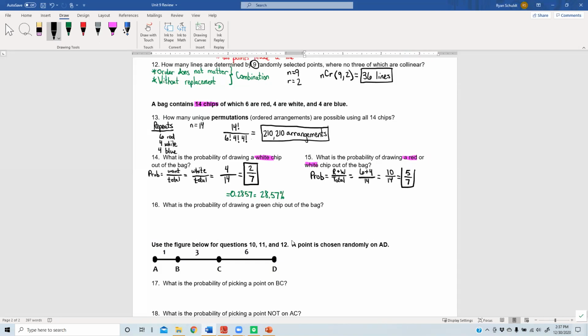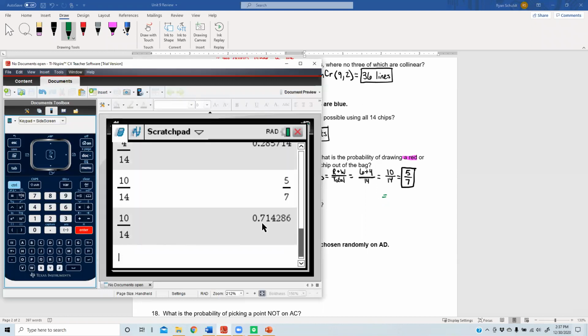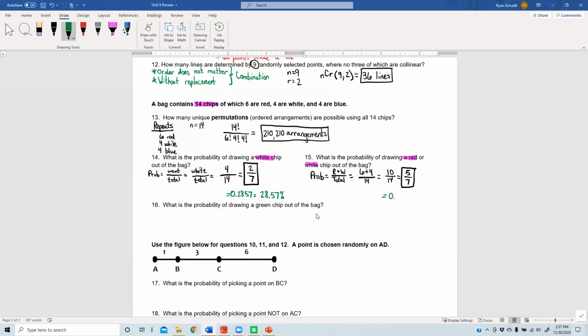Again, you're more than welcome to leave it like this, but know that 5 over 7 is, well, let's see, Control Enter, 0.7143, which is also 71.43%. You have to know all three ways, ultimately.